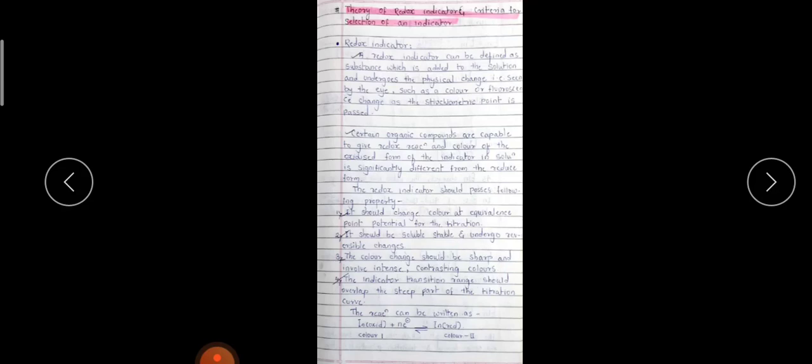The reaction can be written as indicator in the oxidized form plus n electrons gives the indicator in the reduced form, that is color 1, and the other will be color 2. The potential for this indicator half reaction is given by the Nernst equation. EIN is equal to E0IN minus 0.05916 divided by n log to the base 10 of the activity of the indicator in the reduced form divided by the activity of the indicator in the oxidized form.